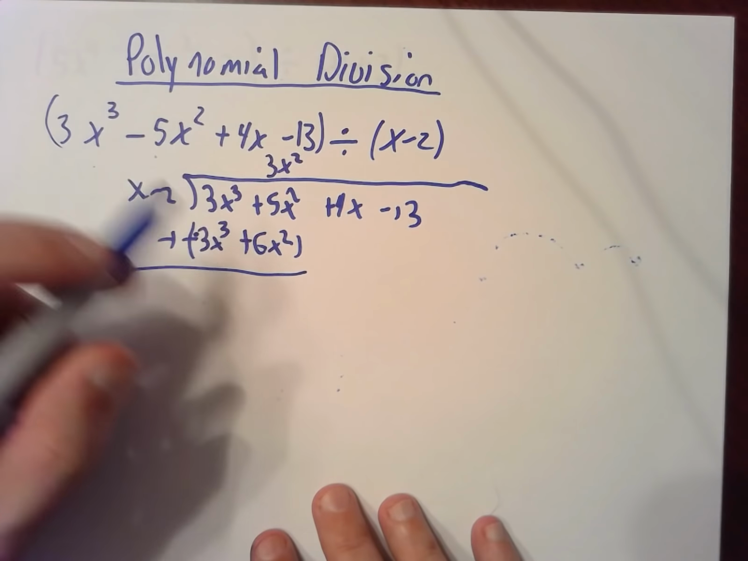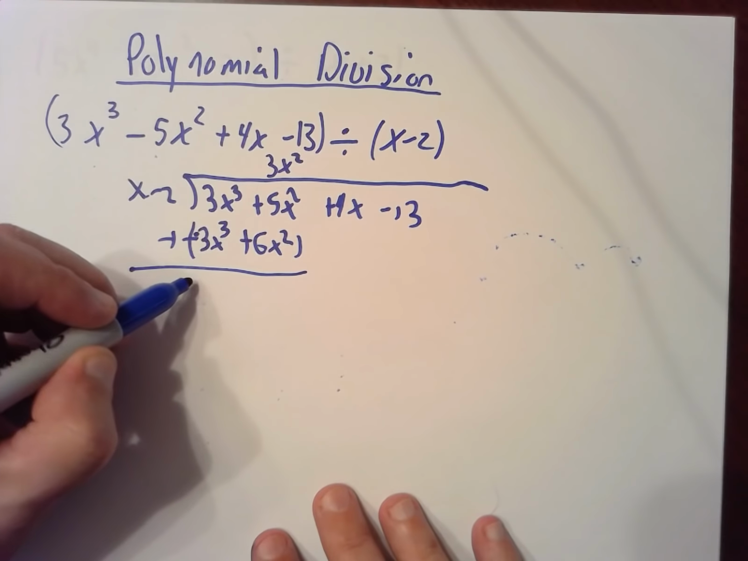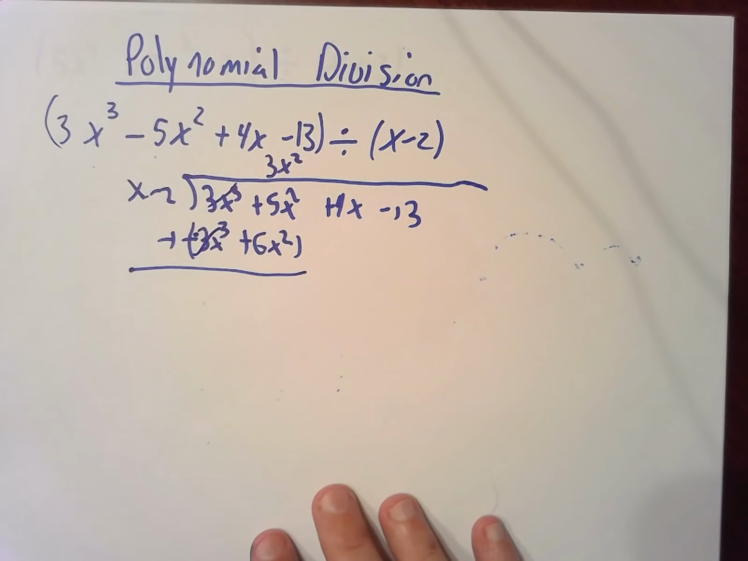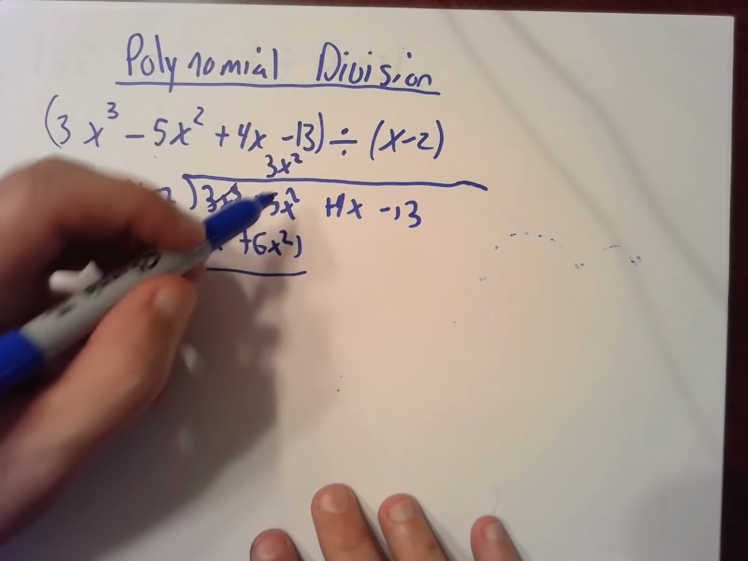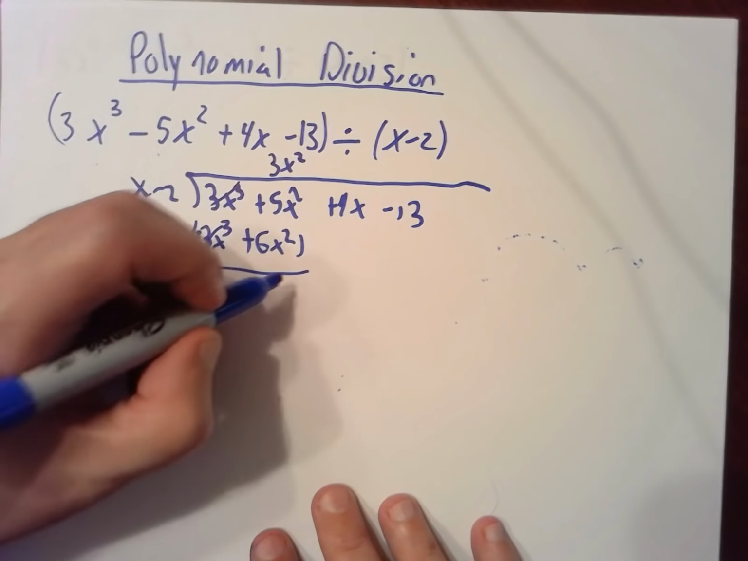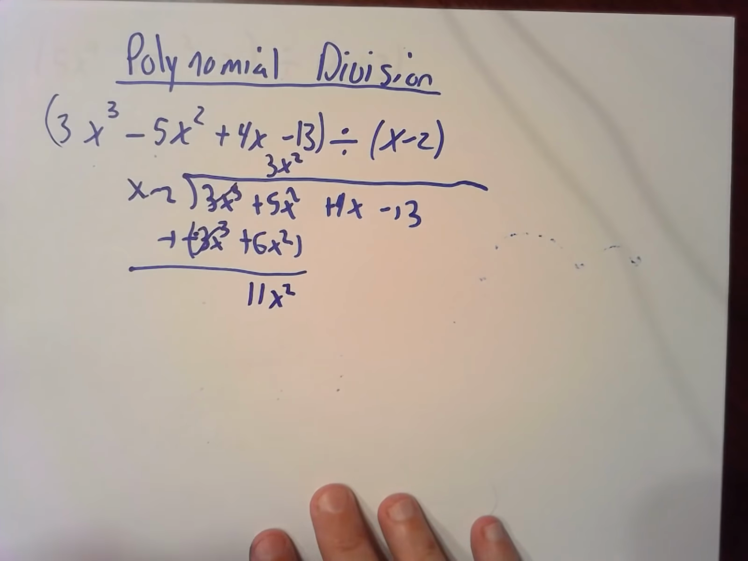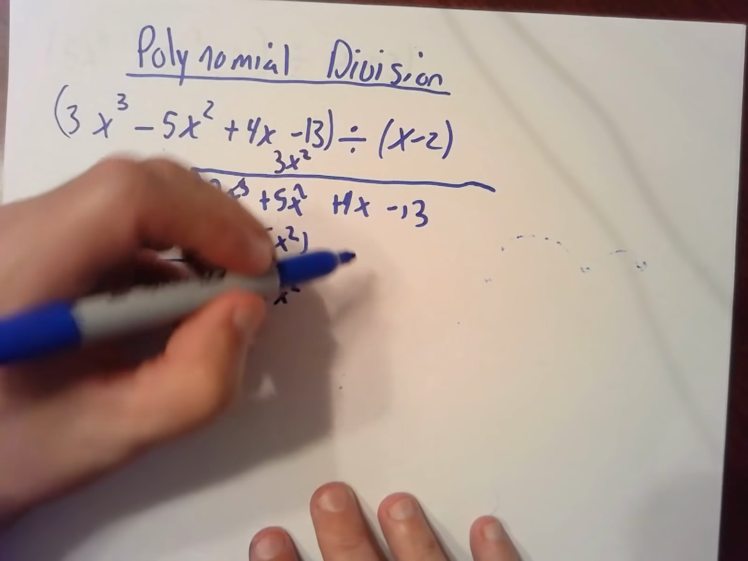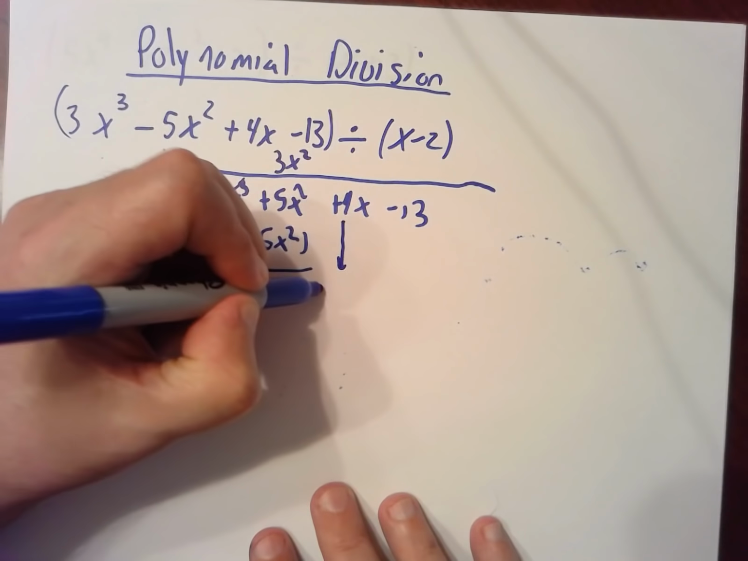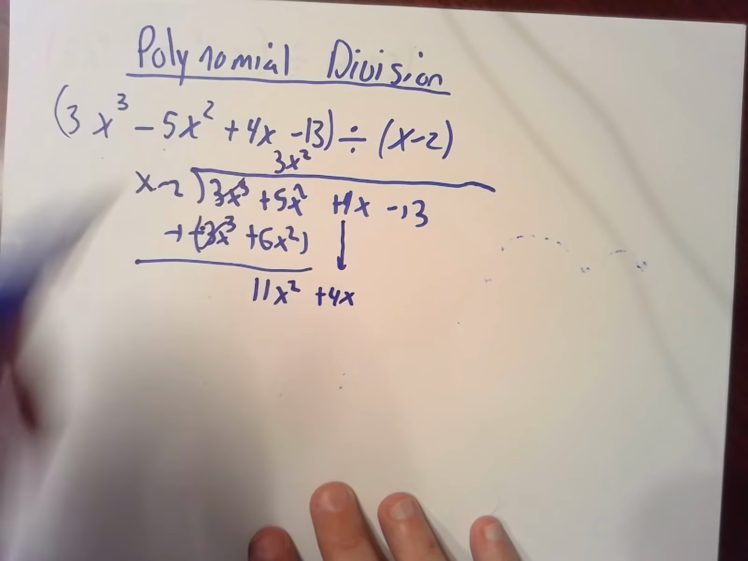That's how we subtract, by distributing the negative. 3x cubed minus 3x cubed is just 0x cubed. Those cancel out on purpose. 5x squared plus 6x squared is 11x squared. And then every time, just like in regular division, the next term comes down.